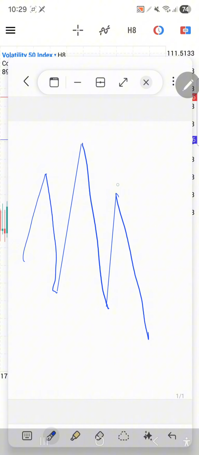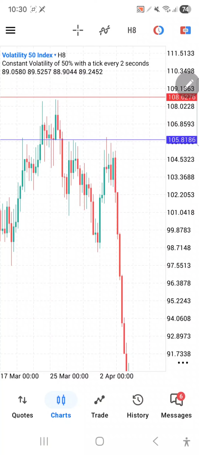Now this here, some people call it liquidity, some people call it inducement. I prefer to call mine liquidity. You can call yours anything. So let's quickly break down this trade.